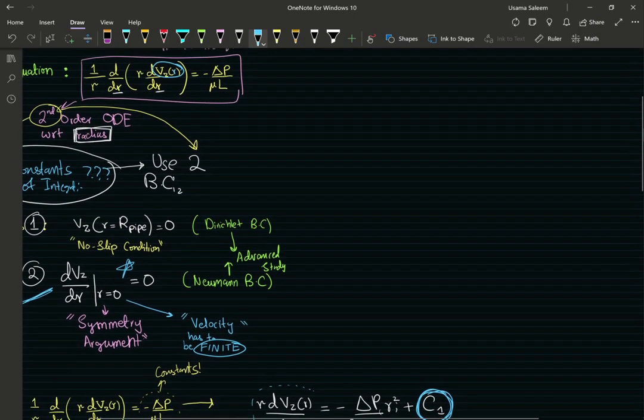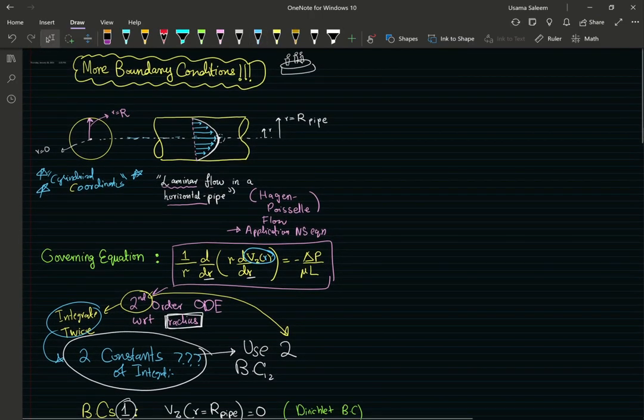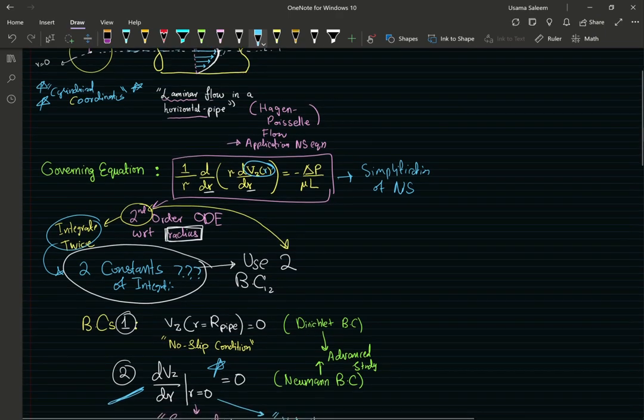All right, so now just to give you a quick recap, this problem was a discussion of a very commonly encountered problem in momentum transfer. Momentum transfer is just a fancy name for fluid mechanics. Do not forget that. The governing equation is actually a simplification of the Navier-Stokes equation, NS. Don't forget, this is going to become very helpful in the upcoming videos.